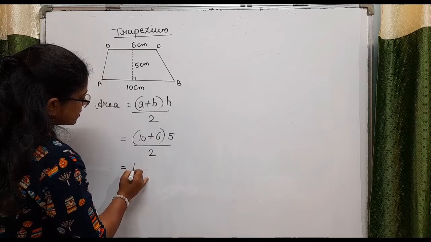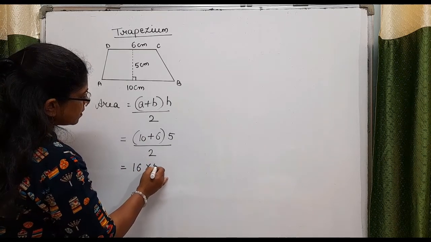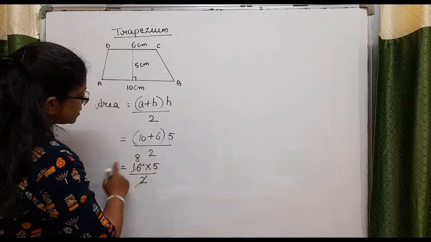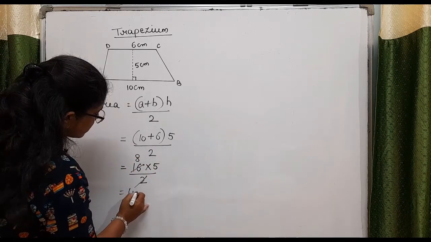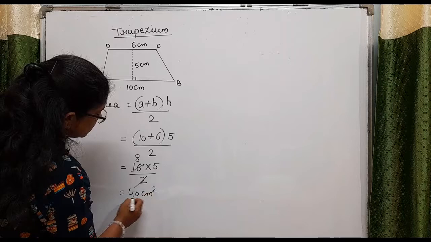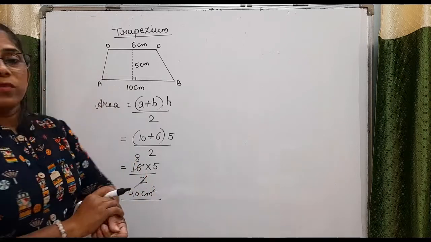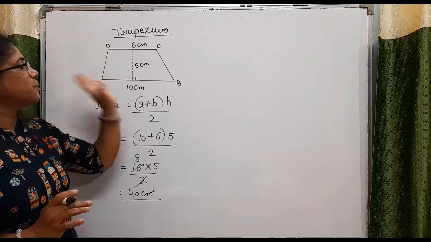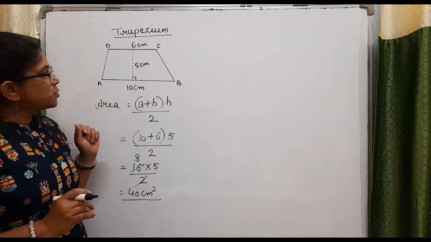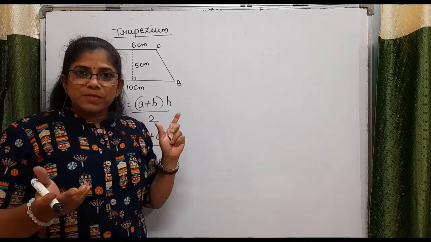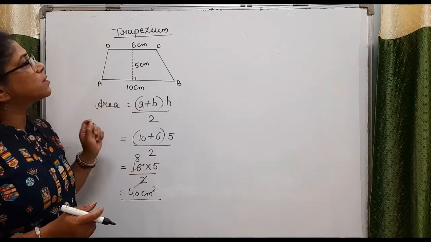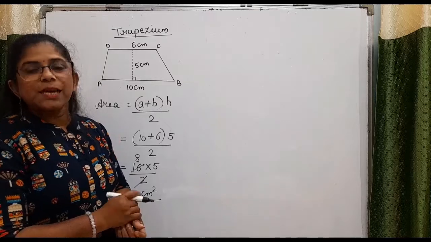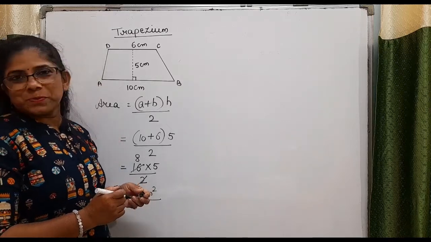10 plus 6 is 16 into 5 upon 2. 2 1s are 2, 2 8s are 8 into 5. 40 centimeters square is the area of this trapezium. So how to find area of trapezium is clear. Let's move to our last 2D figure, that is rhombus. Let's see how to find area of the rhombus.